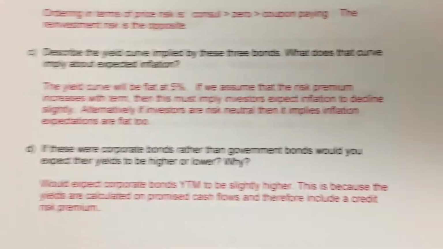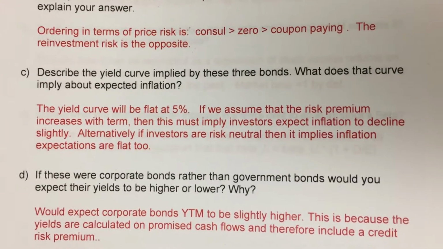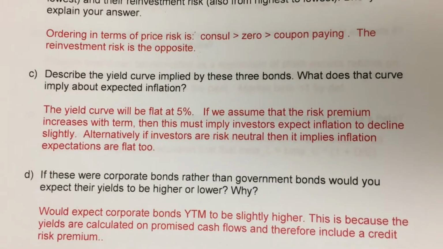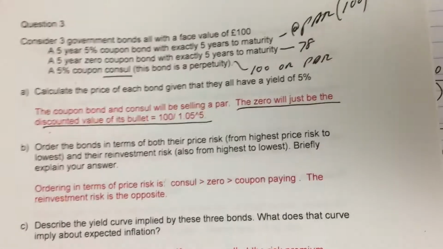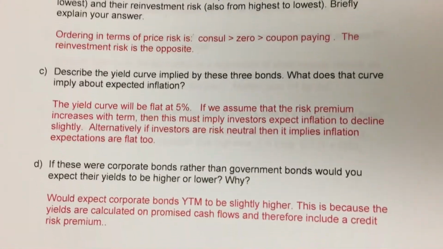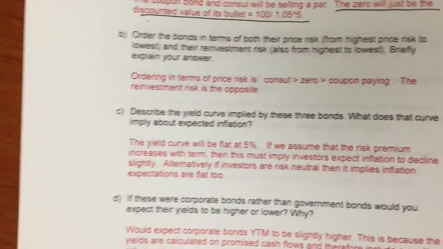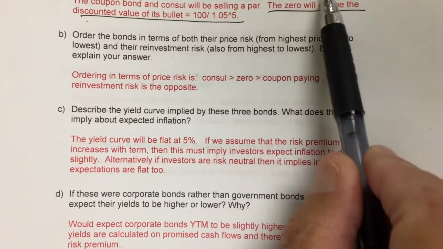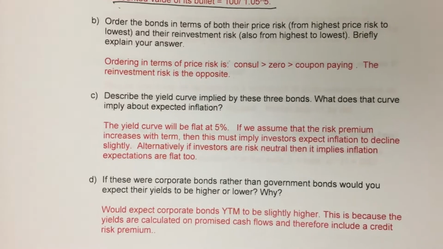Now in number C, we're being asked to describe the yield curve implied by these three bonds. What does the curve imply about expected inflation? Two questions. The yield curve is going to be flat at 5% because each of these 5-year bonds are fixed by contract and provide a 5% return on the bond, both on coupon and on yield to maturity. So the yield curve is going to be flat.